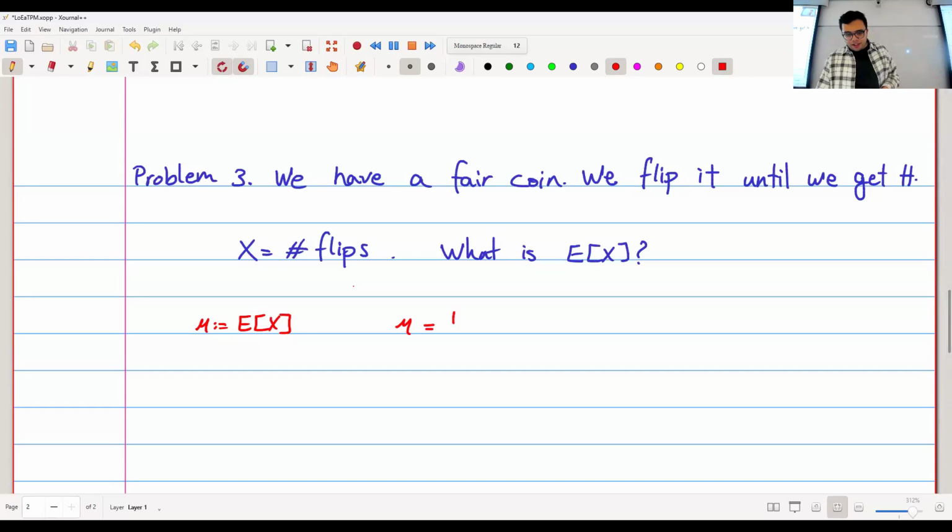So with probability half, I'm going to have only one flip of the coin. But with probability half, I'm going to get a tails. And what happens if I get a tails? I'm back to where I was before. Now I have to again keep flipping my coin. And I expect that I would flip it how many times? Mu times, right? So with probability half, I have only one flip. With probability another half, I have 1 plus mu flips.